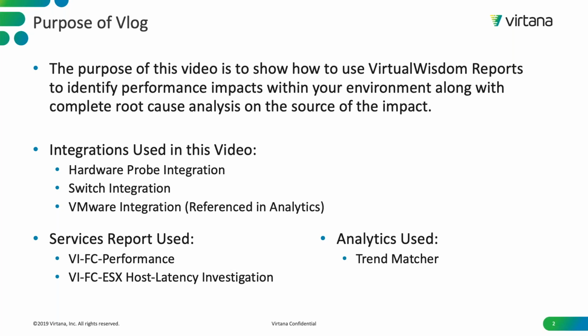The purpose of this video is to show you how to use VirtualWisdom's reports and analytics to help you identify performance impacts within your environment, along with completing a root cause analysis of the source of the impact. The integrations we will use in this video are hardware probe integration, switch integration, and our VMware integration, which will be referenced in the analytics. The services reports we will use are Fiber Channel performance and Fiber Channel ESX host latency investigation. The analytics we will use are trend matcher.